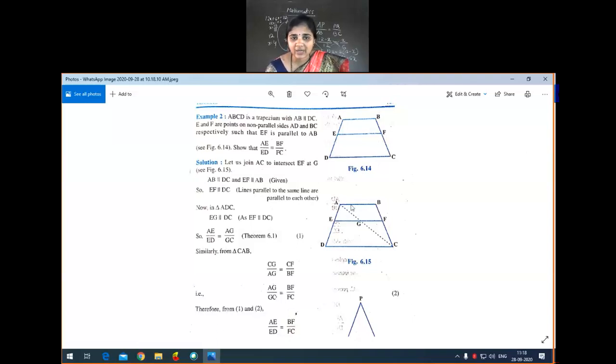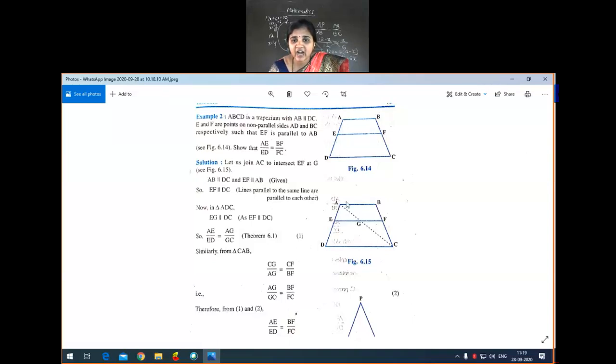Now what you are observing is AB parallel to DC according to the trapezium property, and it is given that AB is parallel to EF. From this we can conclude EF is also parallel to DC. The lines which are parallel to the same line are parallel to each other. You all know AB is parallel to DC, AB is parallel to EF, then according to lines parallel to the same line are parallel to each other, EF is also parallel to DC.